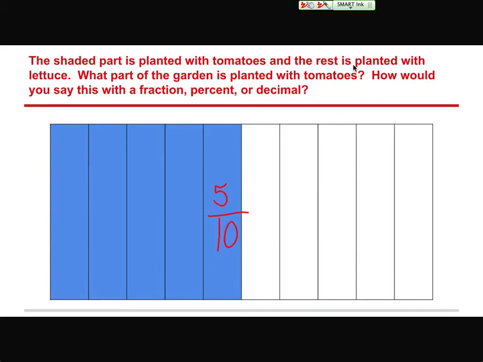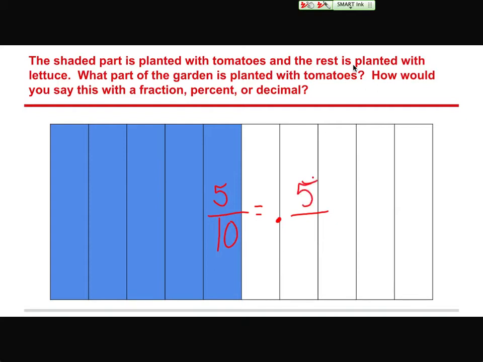are planted with tomatoes, right? Well, if we change that to a decimal, how many places past the decimal is the tenths place? Here's the decimal. How many places do we need to go to get to the tenths place? Lily? 1. So I'm going to draw a line. That's the tenths place. How many tenths are planted with tomatoes? Ben? 5. So in the tenths place, I'm going to write 5.